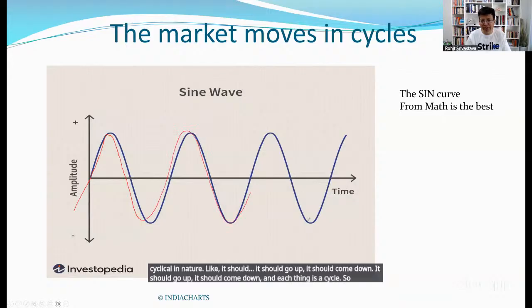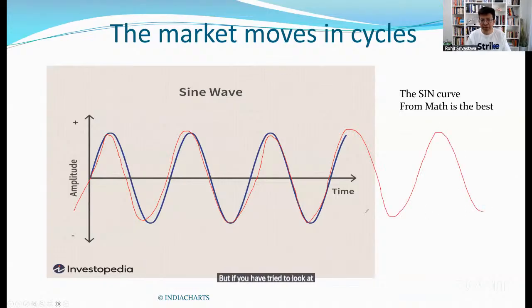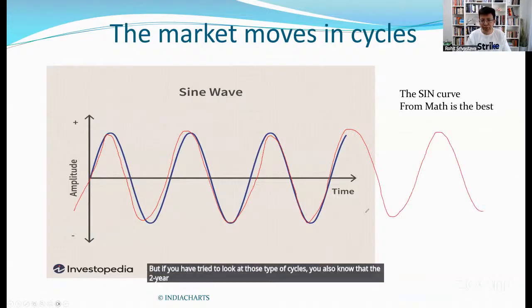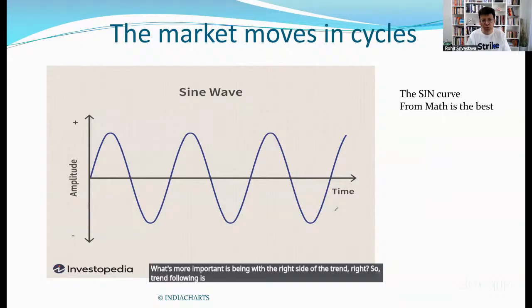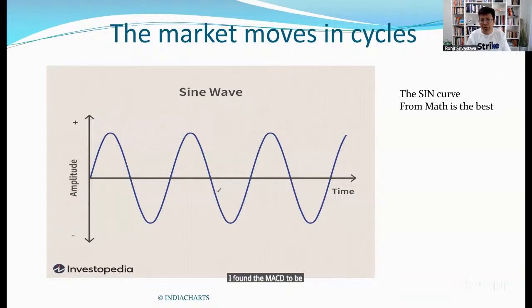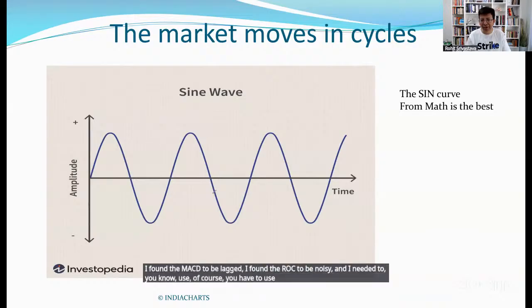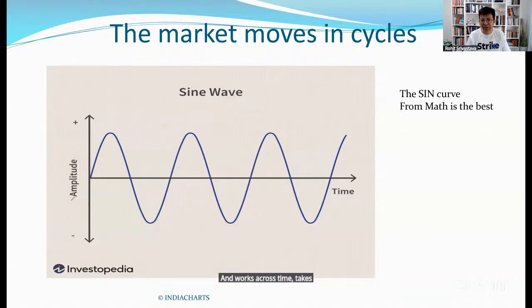We all know about cycles: 2-year cycles, 4-year cycles, 5-year cycles. But if you have tried to look at those types of cycles, you also know that the 2-year cycle doesn't always work, the 21-day cycle doesn't always work, 21 becomes 30, and so on. What's more important is being on the right side of the trend, right? So trend following is real. As much as I'm known for Elliott wave analysis, trend following is real, but what is a good trend following indicator? I found the MACD to be lagged. I found the ROC to be noisy, and I needed to use existing math only to come up with something that is better, works across time, and takes care of multiple cycles.